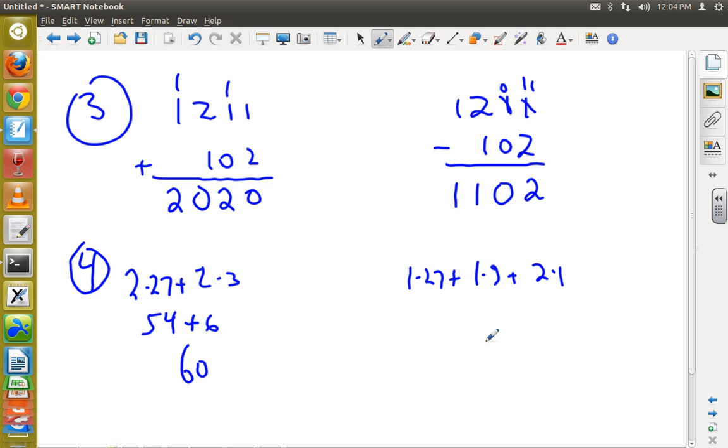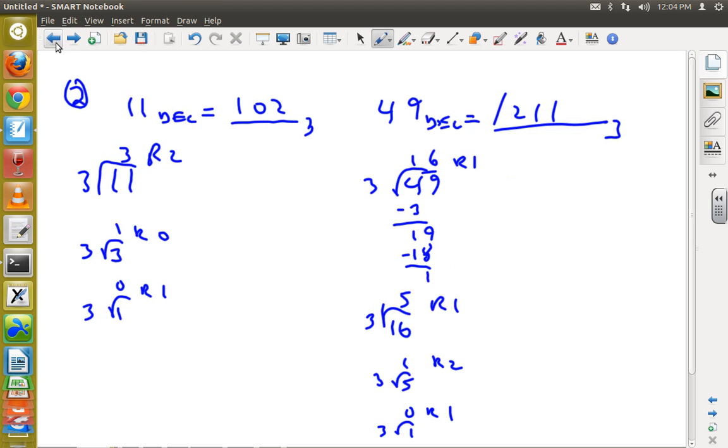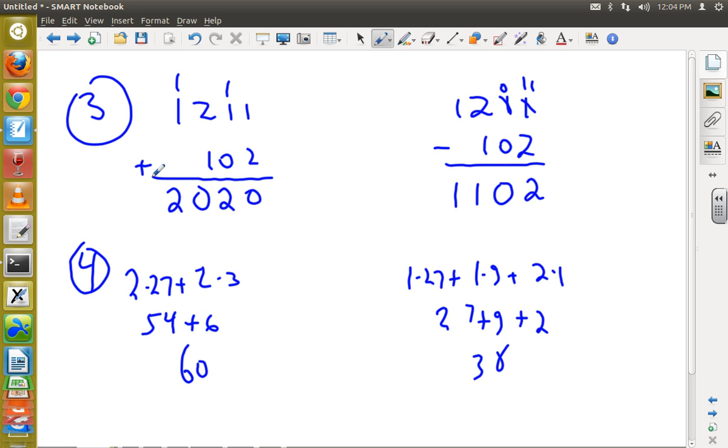36 plus 2? 38. All right, so 27 plus 9 plus 2 is, I already forgot, 38? Now, is that what you get if you actually subtract them in decimal? What is 49 minus 11? 38. So does it work? Yes. That's a check.